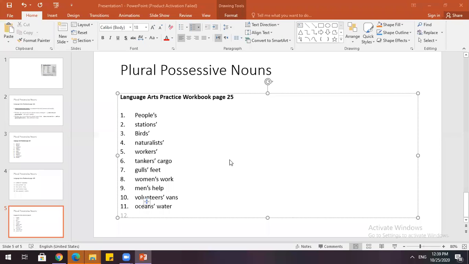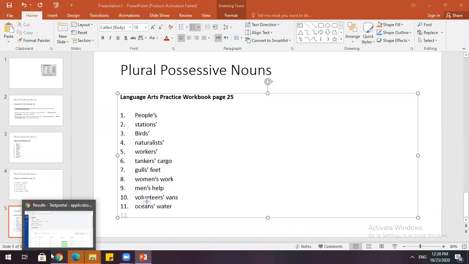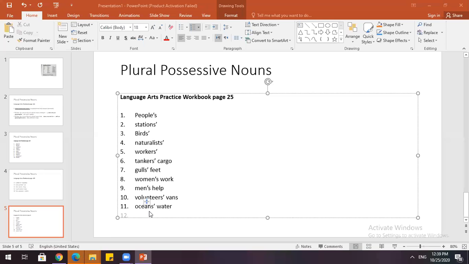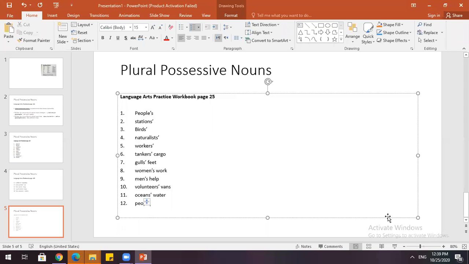Okay, Habiba, are you there? Yes, miss, I am here. Okay, can you do number 12? Of course. People's hands. Hands of the people is people's hands. Very good. How do we write people's hands? People and apostrophe S. Apostrophe S. Very good. Okay, thank you.